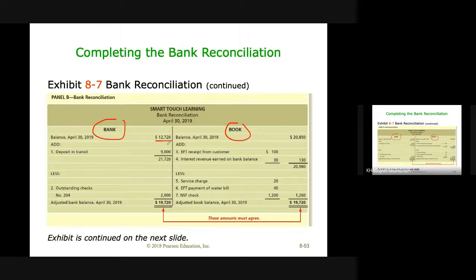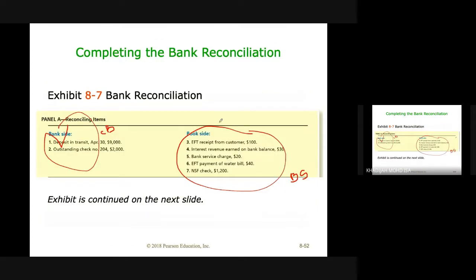So initially the bank balance is 12,720, but you add on your deposit in transit, 9,000, and you minus your outstanding check. Now the adjusted bank balance should be 19,720, right? But the book also has to be reconciled, whereby your book balance initially was 2,850. Then remember that the information provided, you have all these from the bank statement. So you're going to add your receipt from your customer. All right, interest revenue earned on bank balance. This is also a debit, right?